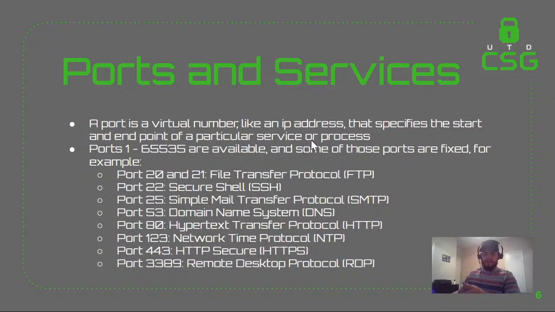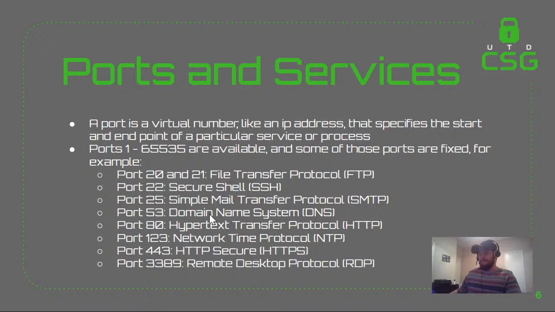It's just a further address, a deeper level of addressing, in a way, is how I like to think of it. Ports 1 through 65,535 are available, and some of those ports are fixed. Some of the port numbers do not change. Like ports 20 and 21 are the file transfer protocol. So if you see those ports open on a machine, it has a file transfer protocol server. Port 22 is secure shell, so somebody has an SSH server running on that port on that machine.